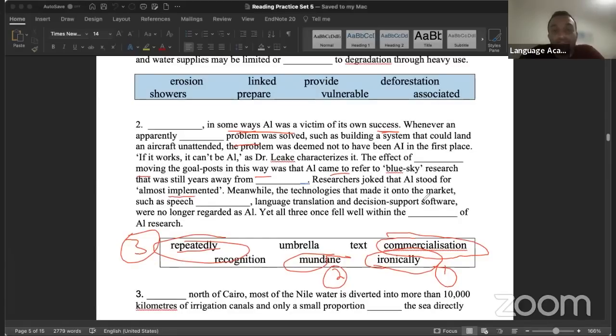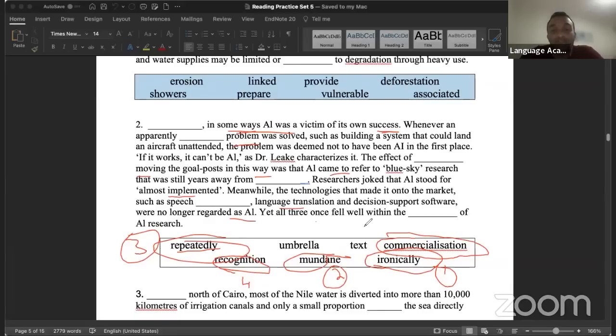Meanwhile, the technologies that made it onto the market, such as speech dash, that's a very simple one. Speech what? Language translation. So speech recognition. So I will put recognition over here, which will be my number four. And decision support software were no longer regarded as AI. So they are not regarding these things as AI.